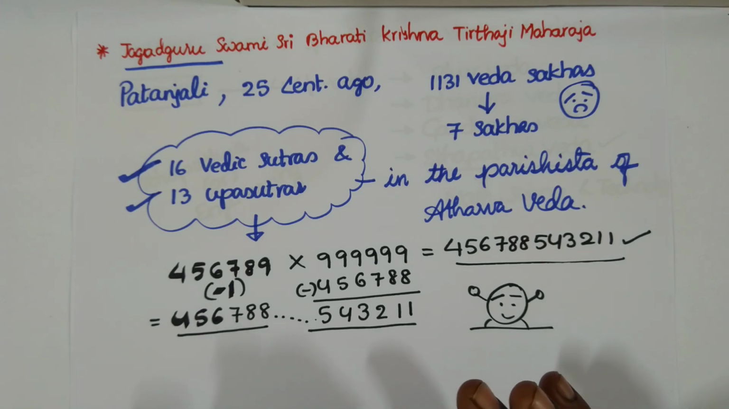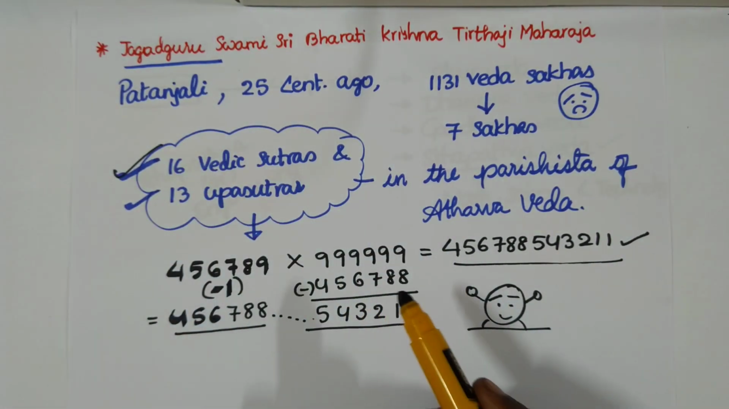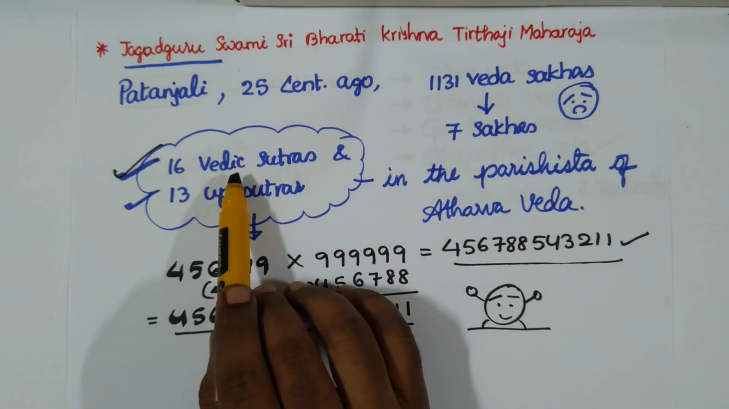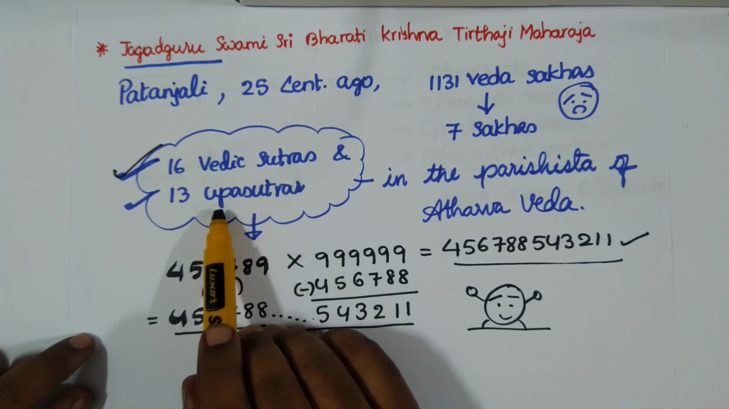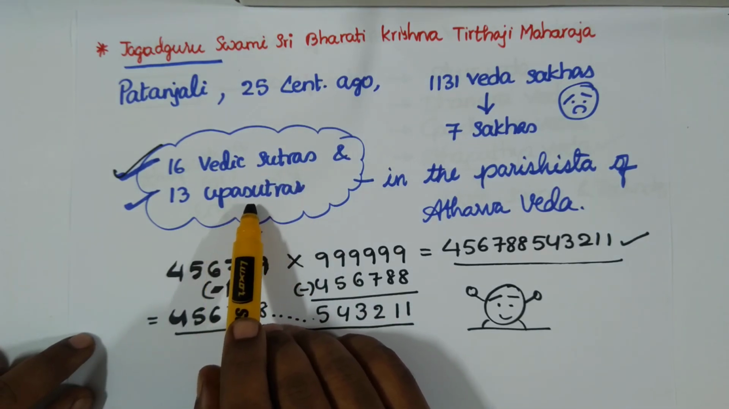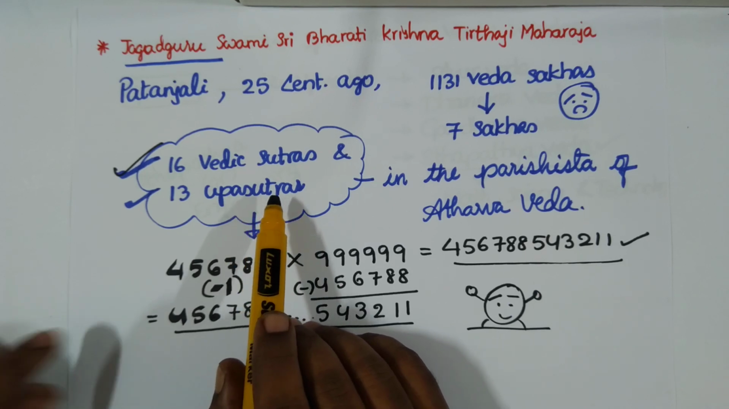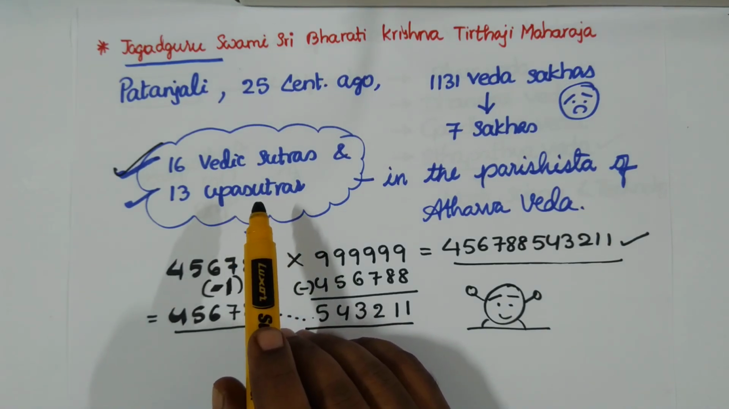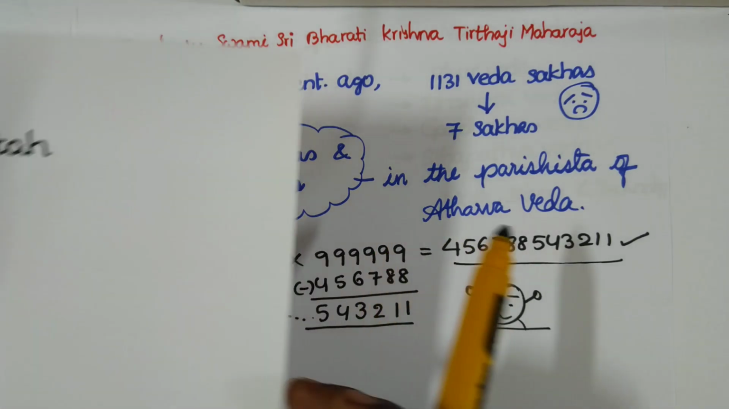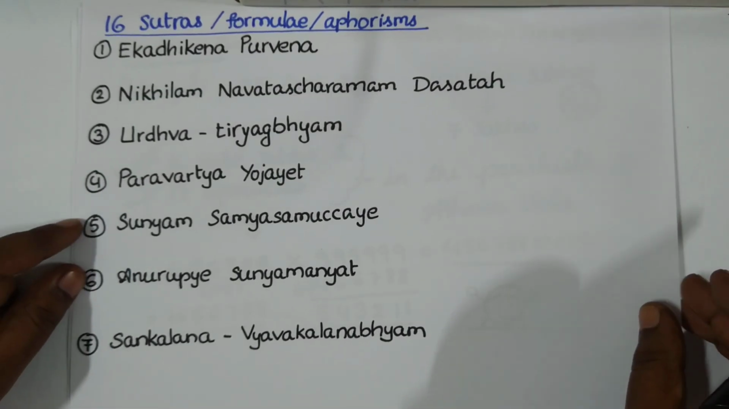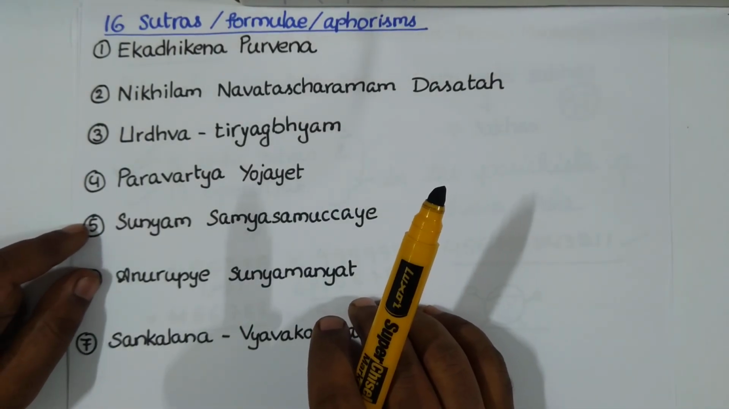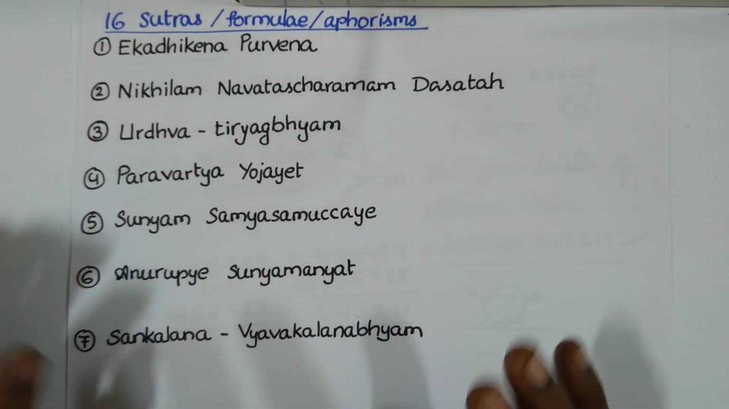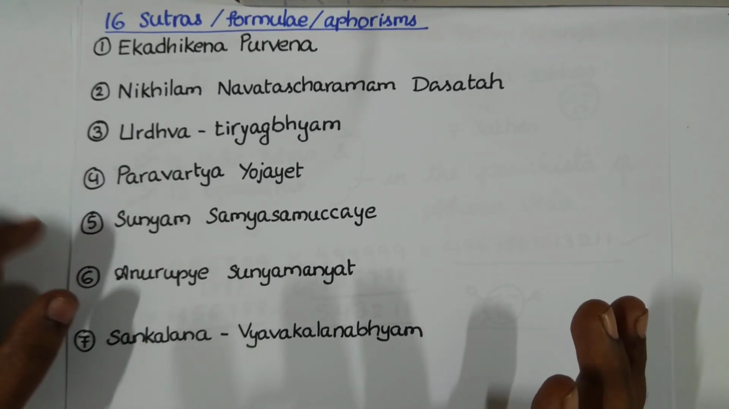These 16 Vedic sutras, or 16 mathematical formulae, or aphorisms, and 13 upasutras, or 13 subformulae or corollaries, were discovered by Jagadguru Swami Sri Bharati Krishna Tirthaji Maharaj, Shankaracharya of Govardhan Math. Out of sadhana and deep meditation, without deducing anything from previous formulae, he took out this beautiful stuff.